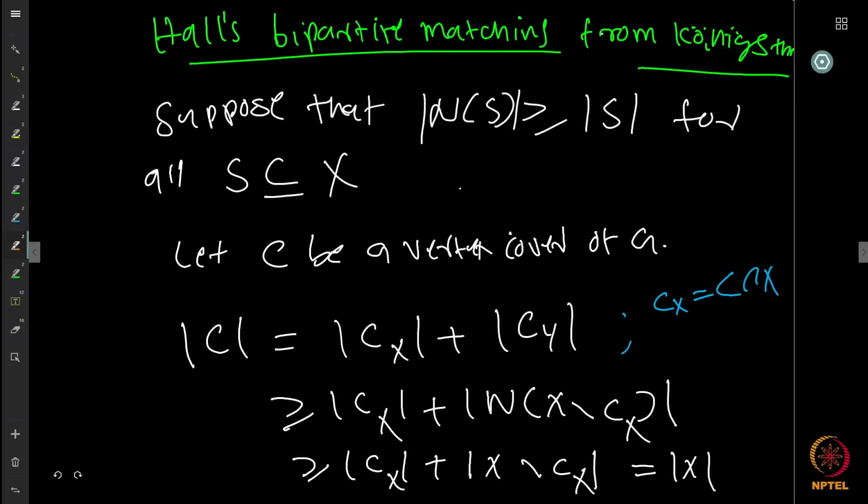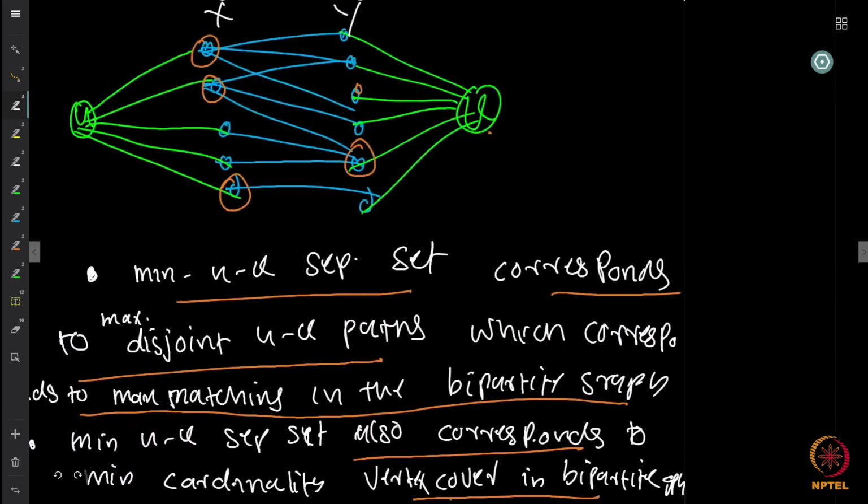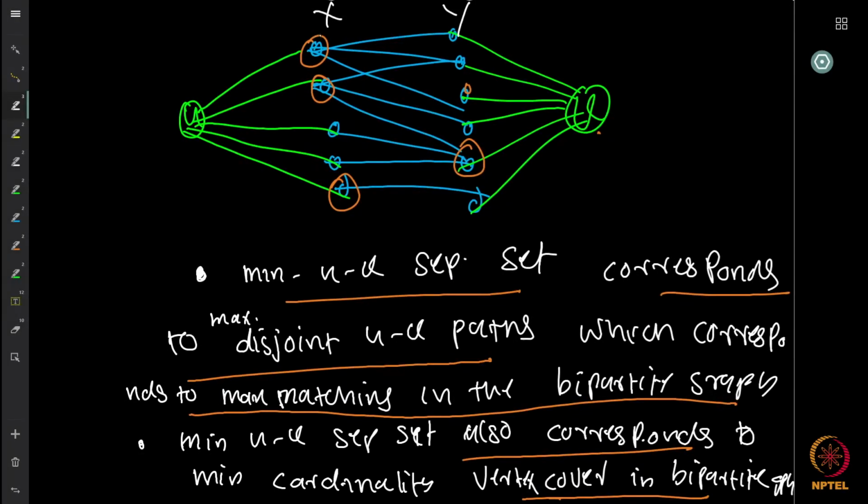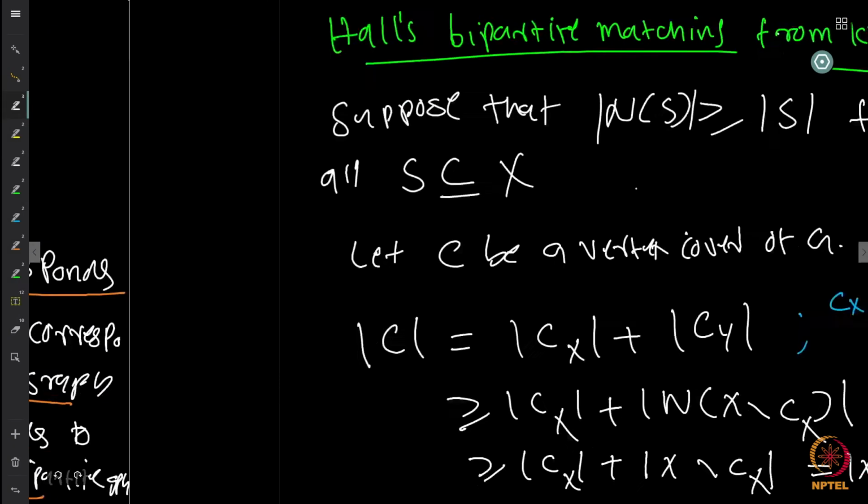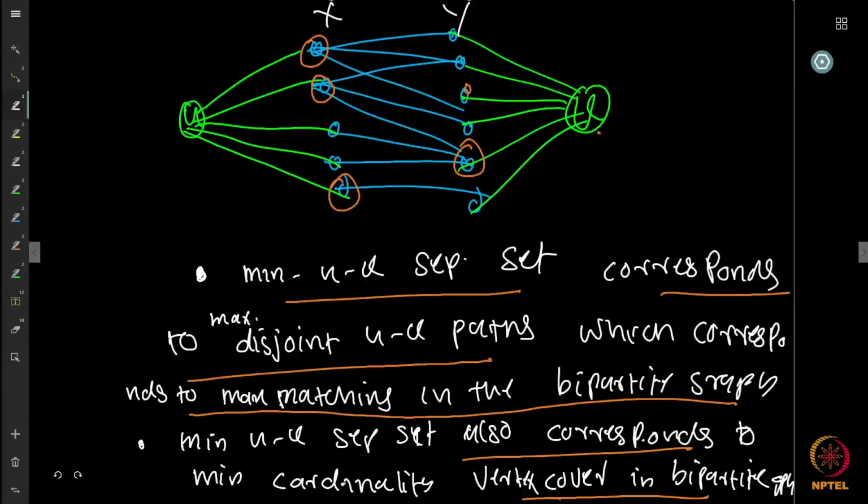So how are we going to do that? Suppose that the neighborhood of a set S has at least that many elements as in S for every subset of X. Okay, so we are considering an XY bipartite graph, and we are saying that for this bipartite graph, every subset of X has at least that many neighbors in Y.